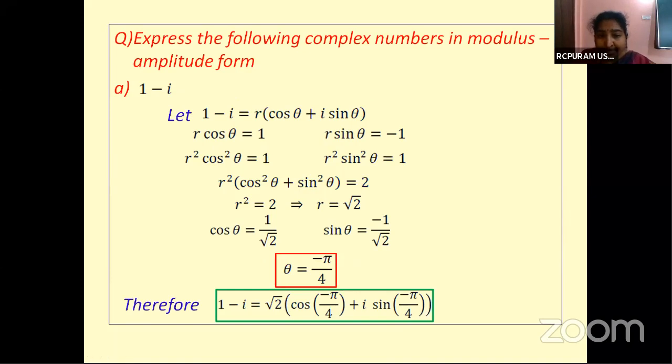Hope you got this. We have taken 1 minus i, we have equated that to r into cos theta plus i sin theta, which is the modulus amplitude form. We are calling it modulus amplitude form because we are involving modulus and amplitude both in this. Hope you are able to observe that. Right, children. We will go with one more problem.